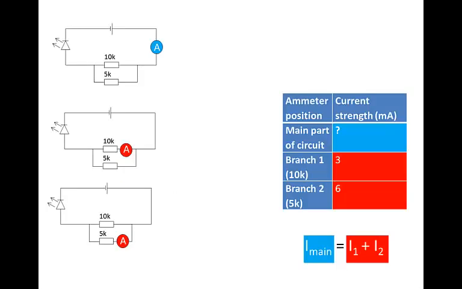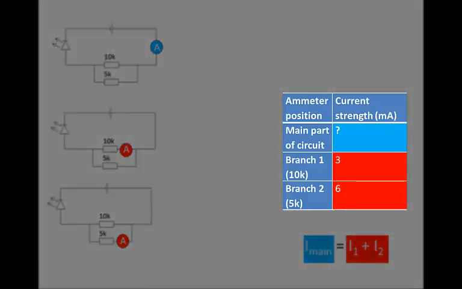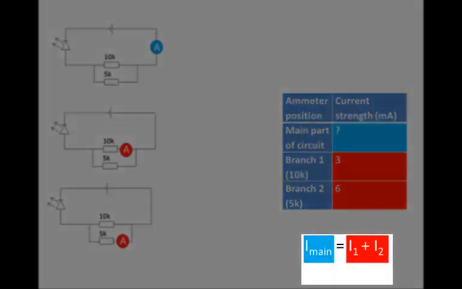Let's have another question. Let's say now you need to find out what the current strength is in the main part of the circuit when you are given what the current strength is in each of the branches. In branch 1, there's a current strength of 3 milliamps, and in branch 2, 6 milliamps. So what must the current strength in the main part of the circuit be? I main equals I1 plus I2. What must I main be if it equals 3 milliamps plus 6 milliamps? Well, of course, the answer is 9 milliamps.